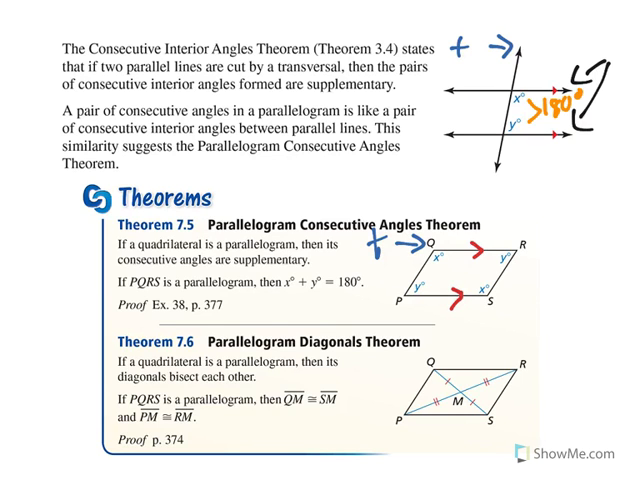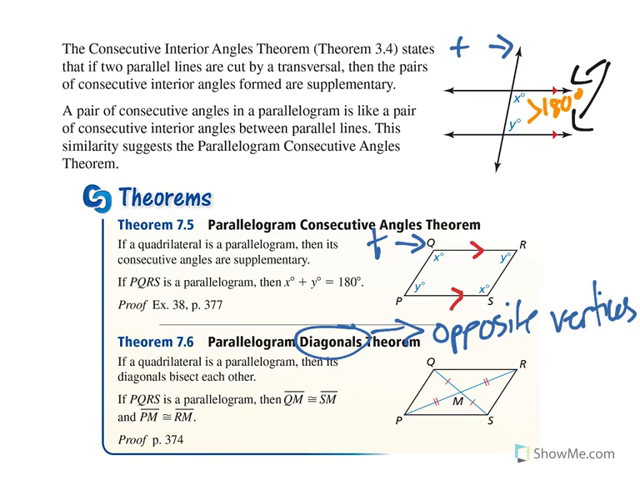And then the last theorem that we have to think about in parallelograms is our parallelogram diagonals theorem. Remember, diagonals connect opposite vertices. They cannot be consecutive vertices. Consecutive vertices are already connected by a side. It has to be opposite vertices. And whenever we do that in a parallelogram, those diagonals connecting those opposite vertices are going to bisect each other.